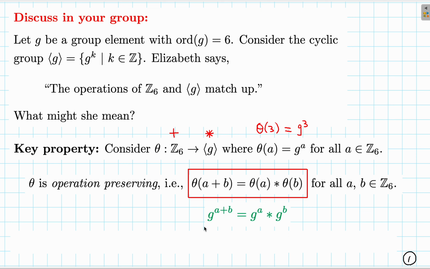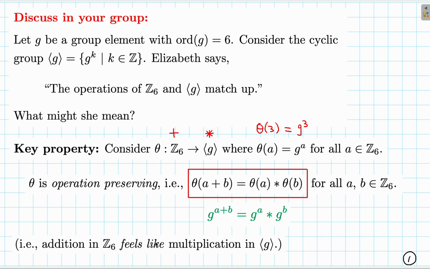And that's because of the law of exponents. The left-hand side, theta of a plus b, is g to the a plus b power. And by the law of exponents, that equals g to the a times g to the b, which is theta of a times theta of b. And so this is what we mean more precisely by the operations of Z6 and ⟨g⟩ match up. And it really captures the notion that addition in Z6 feels like multiplication in ⟨g⟩.